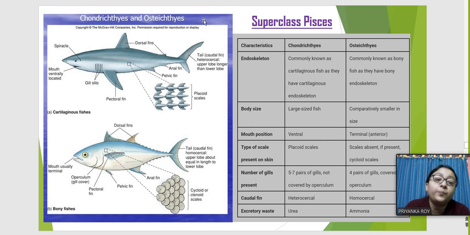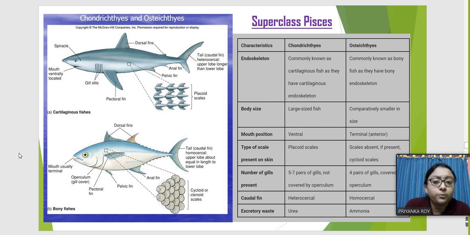And if you look at the caudal fin, it is heterocercal, which means that the upper lobe is longer than the lower lobe. It is quite unequal in shape, so it is known as heterocercal. But here it is called homocercal because both the upper lobe and the lower lobe are equal in length. So these are some common differences of Chondrichthyes and Osteichthyes, or cartilaginous fishes and bony fishes, and therefore they are different in a lot of aspects.